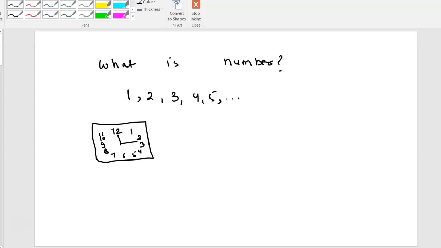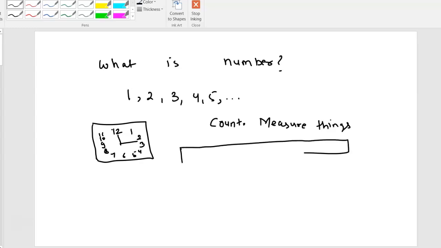You see a calendar, it has numbers on it. You see your books, they have numbers of pages on them. So why do we use numbers? We use them to count. We also use them to measure things. For example, you must have seen a ruler.